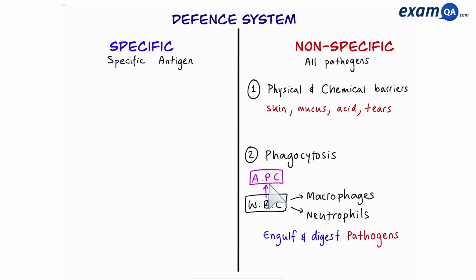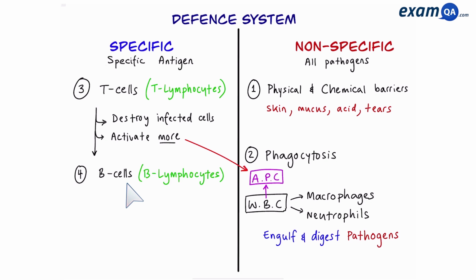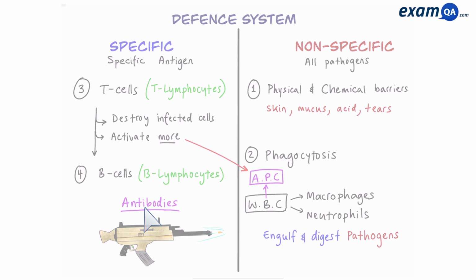They turned into APCs. The APCs then activated T lymphocytes, which then killed more infected cells, activated more APCs, and now they're going to activate B cells. The B cells will make antibodies, and this should hopefully clear the infection.